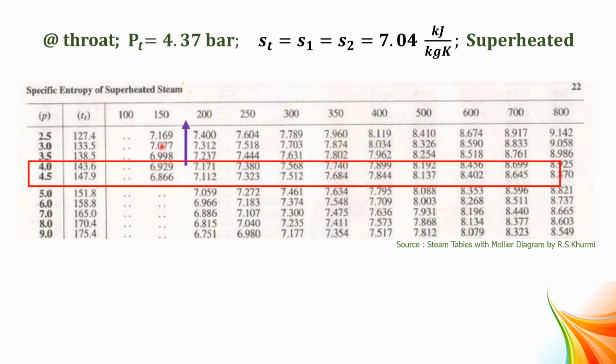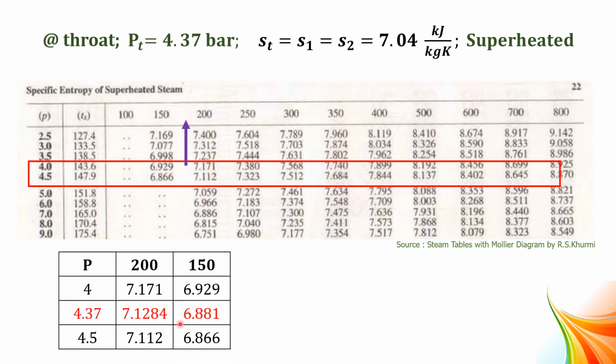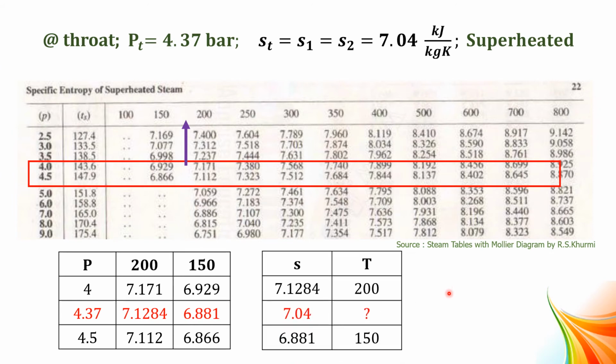Here also we don't know the exact value, so we have to tabulate the values once again. Temperature 150, specific entropy 6.881; temperature 200 degrees, specific entropy 7.1284. Here we know the value of St is 7.04, so for this we have to find the corresponding temperature. By interpolation we get the temperature of steam at the throat section, Tt, equal to 178.8 degrees centigrade.